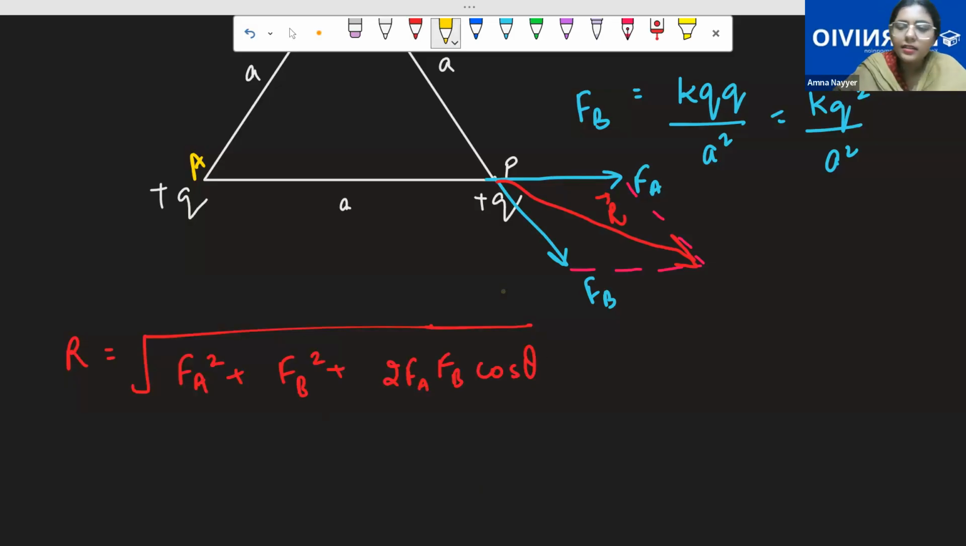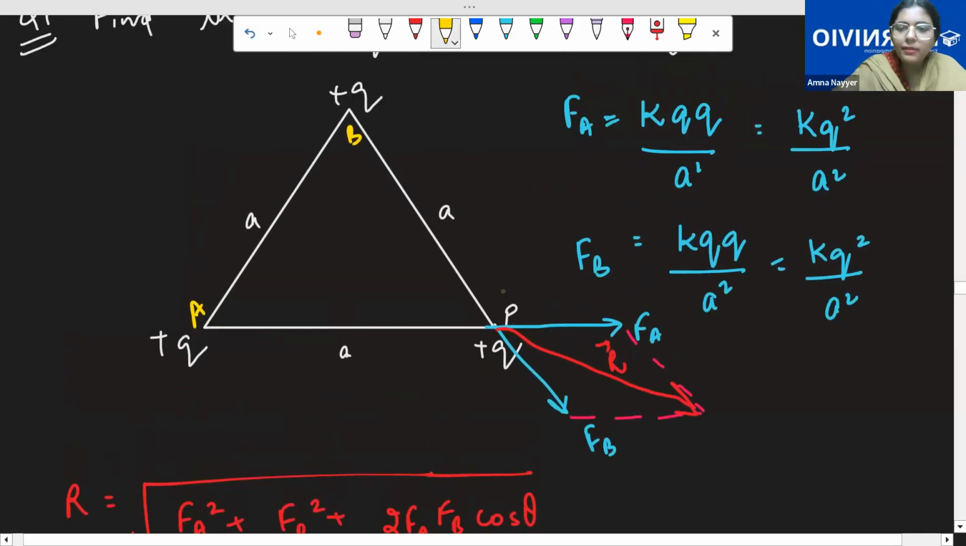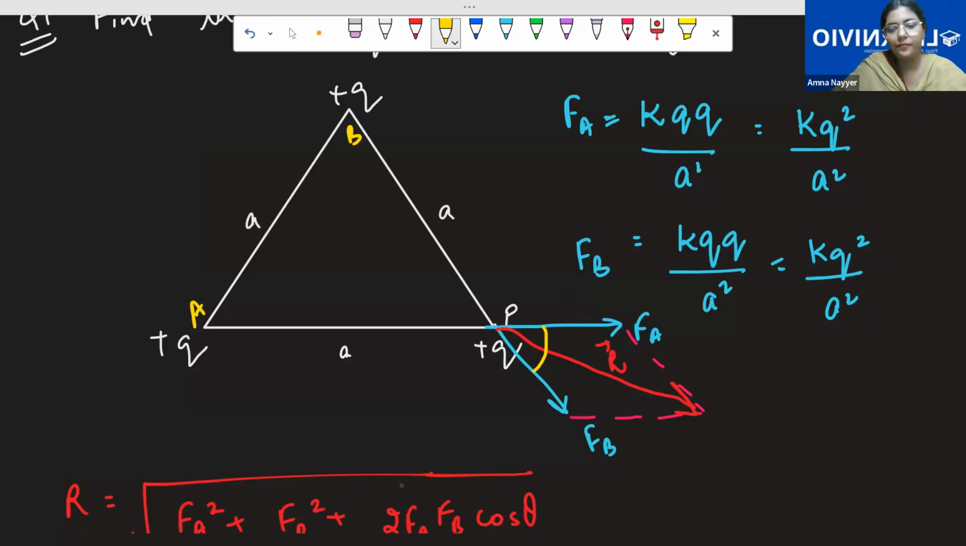Theta is required. Can any one of you tell me what should be the theta's value? Theta means angle between FA and FB. What do you think it is? 60 degree. Perfect. See, this is an equilateral triangle. This will be 60 degree. Vertically opposite angles, this will also be 60 degree.